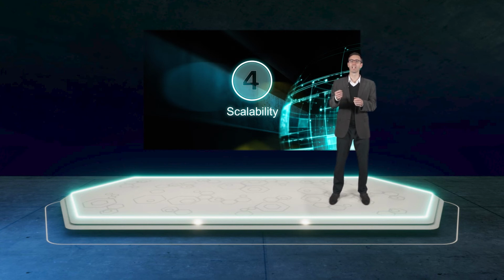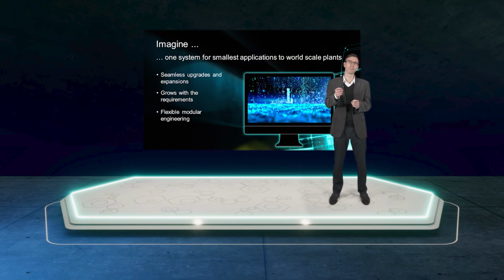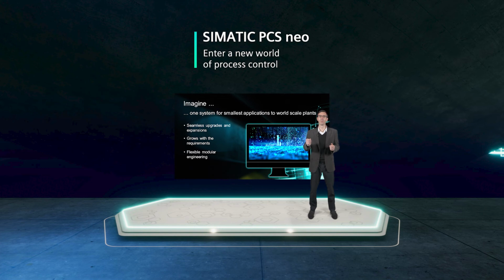Last but not least, we are coming to scalability. With SIMATIC PCS Neo, you can seamlessly upgrade and expand your system and adapt it to your requirements. Additionally, you can scale up your engineering and save time and cost by reusing retested engineering templates in different projects. Thanks to its open and flexible architecture, SIMATIC PCS Neo provides flexible and modular engineering. This means that you are well prepared for upcoming standards such as package unit integration with MTP.